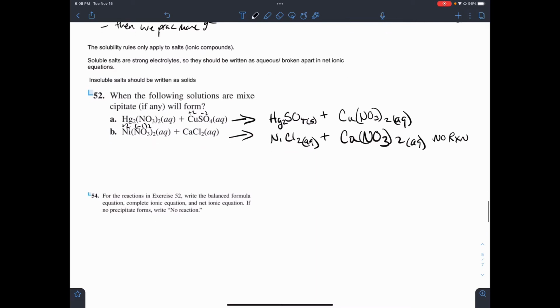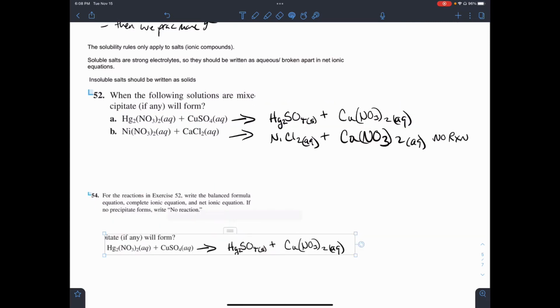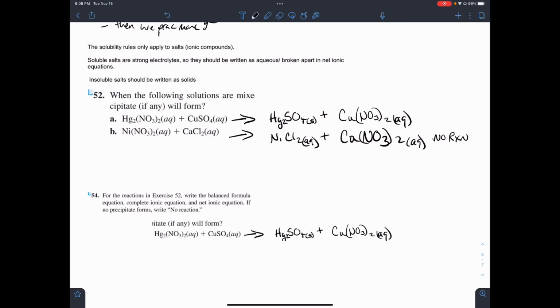So let's do it. The balanced formula for part A is, we'll just copy and paste this because we already have it written. So that is the formula equation. Let's make sure it's balanced. I don't think I balanced it. Mercury, sulfate, nitrate, copper. Okay, looks balanced. I like to write the ones. Of course, ones are not necessary. This is the formula equation.